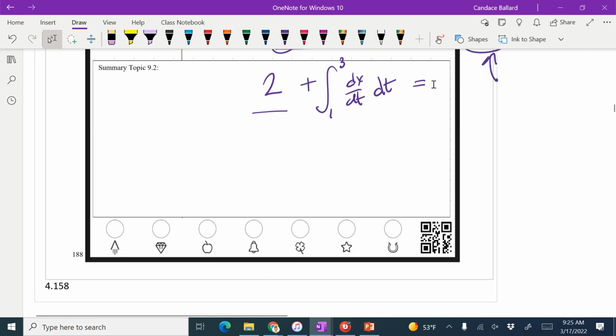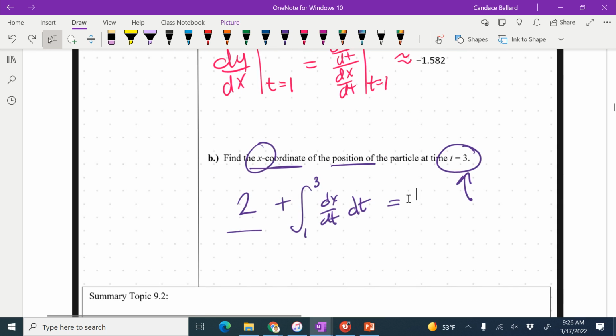Oh, that did not paste where I wanted it to paste. At all. Get it together. There we go.